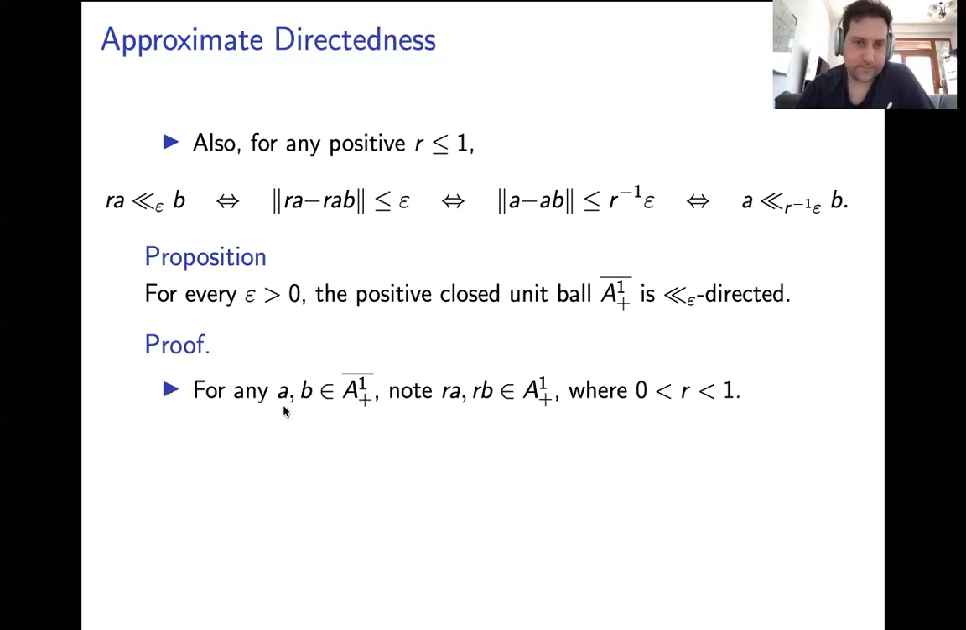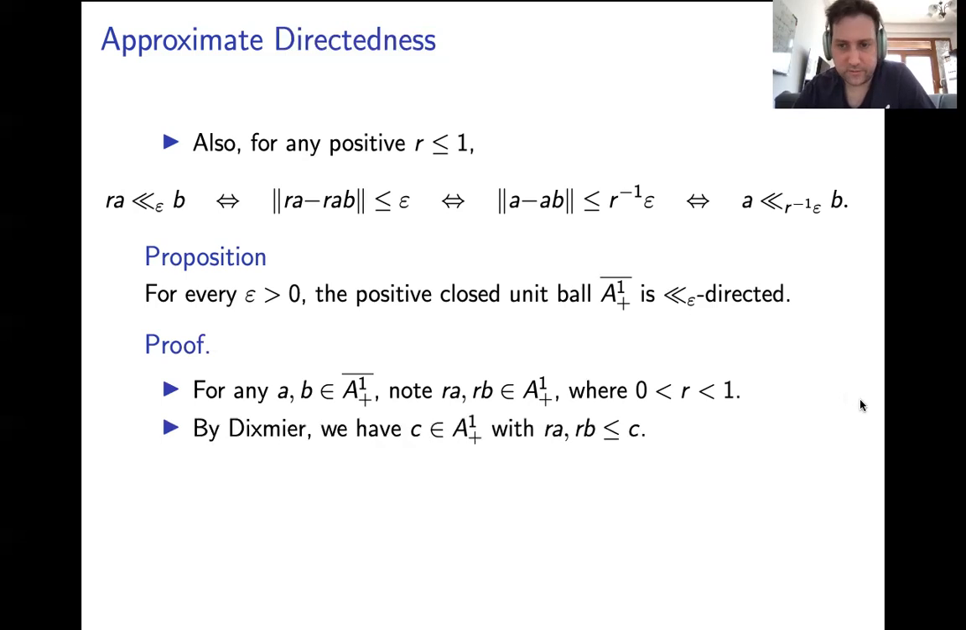So first, take two elements in your closed positive unit ball. And note that this remains valid when we multiply by some scalar multiple between 0 and 1. I don't think it really matters what you pick, as long as it's strictly between 0 and 1, say R equal to 1/2, if you prefer. So thanks to this result of Dixmier about the open positive unit ball being directed with the usual order, we can find some single upper bound of both RA and RB.